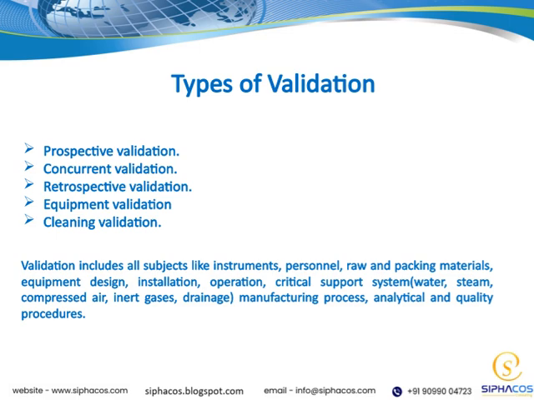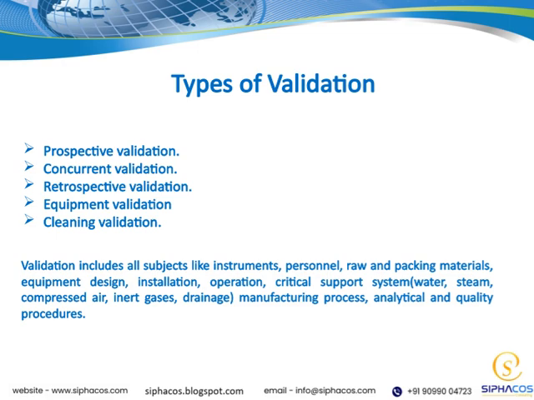Moving on, there are different types of validation to consider. First, prospective validation, which is performed before a process is put into routine production. It's about planning and demonstrating that the process is capable of producing quality results from the outset. Then, we have concurrent validation, which occurs during actual production, providing real-time assurance that the process remains in control. Lastly, retrospective validation looks back at historical data to verify that a process has been consistently producing acceptable products over time. We also have specific validations for equipment, ensuring that each piece functions as intended within the process.